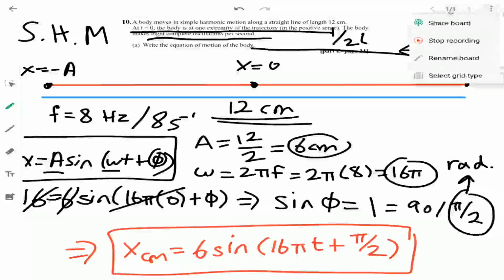Let's do part B now. Determine the velocity of the body at time equals 1 over 8 seconds. So I've given you the position, the equation of position, and now for a few seconds you guys can solve and then we'll check together.